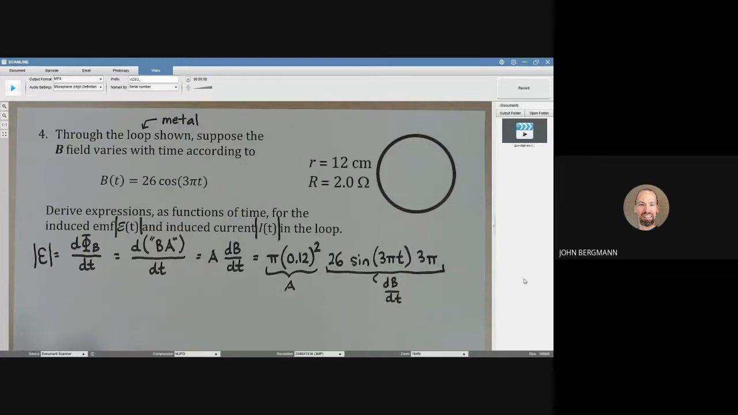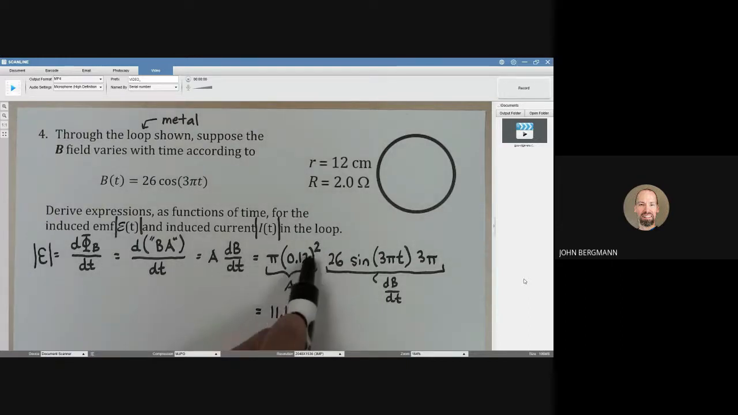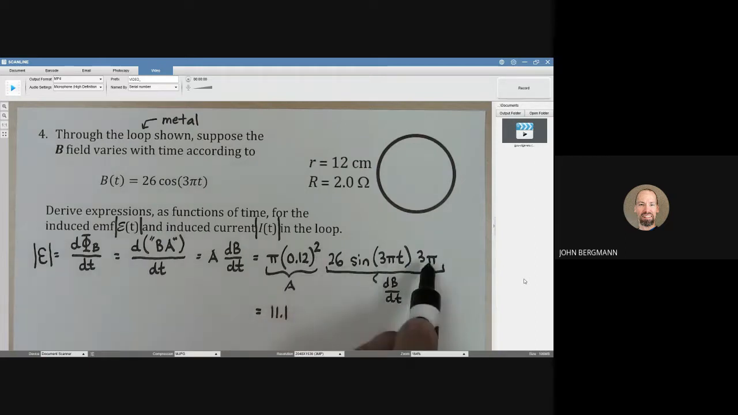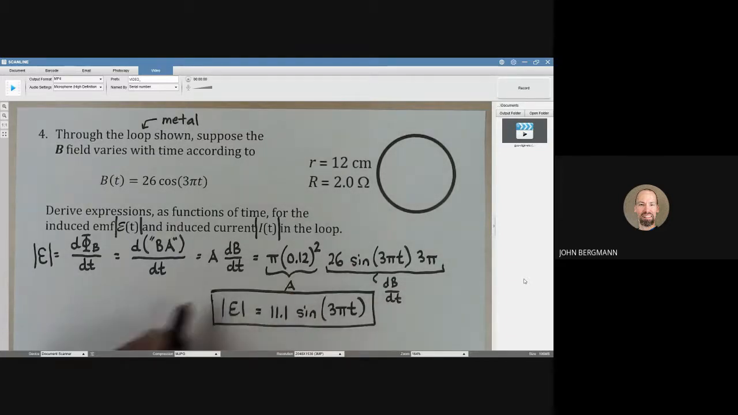It looks like we're just going to have to crunch a number here with our calculator. When I did that, I got about 11.1 for all of this stuff: pi times 0.12 squared, 26, 3, another factor of pi. I got about 11.1 times the sine of 3 pi t. That is the magnitude of the EMF that's induced due to this changing magnetic field.